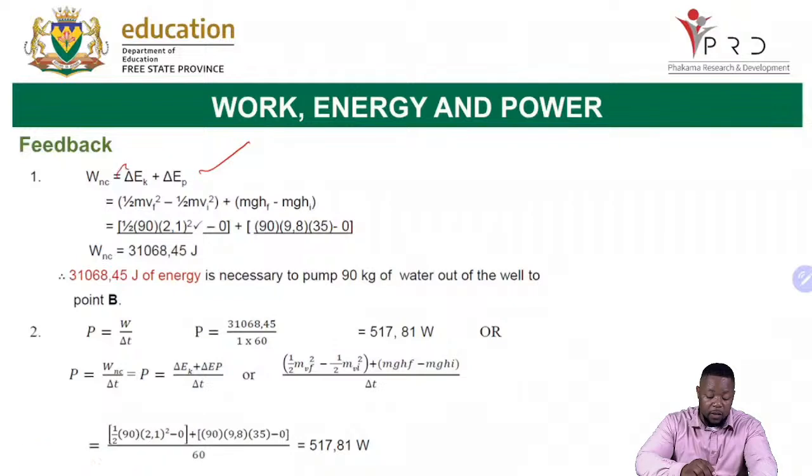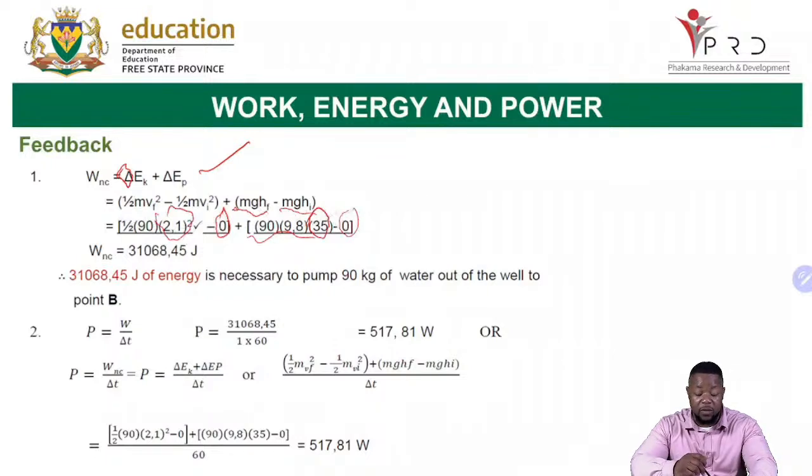The delta symbol means change, which means final minus initial. So here we're going to have the final kinetic energy minus the initial kinetic energy, the final potential energy minus the initial potential energy. The final velocity there was indicated to be 2,1, which is going to be squared. The 0 here indicates that the initial velocity was 0. And then also the final height was 35. That should give us the final potential energy. The 0 here means that the initial height was 0.